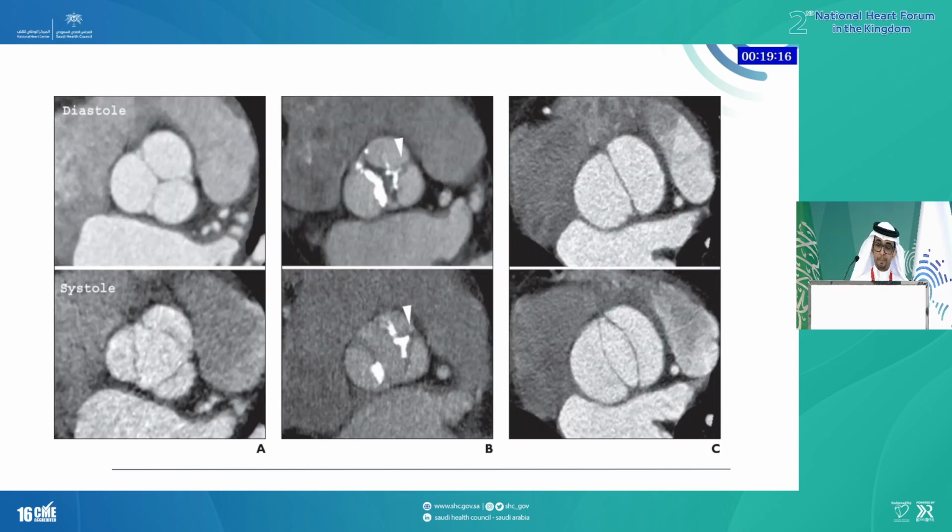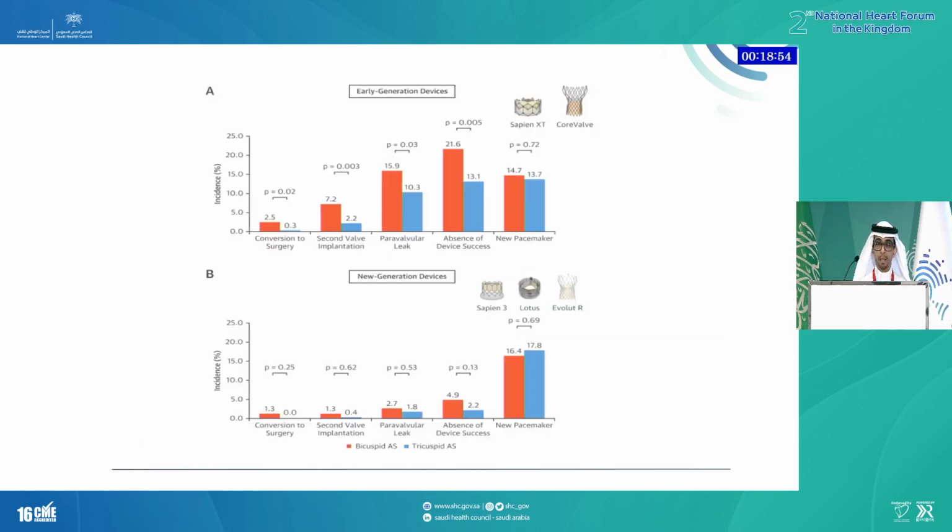So by CT, we can assess the valve morphology and anatomy. Is it bicuspid or tricuspid? The calcification of the leaflets. But does that matter actually? We know that the bicuspid was actually excluded from the main trials of TAVI.